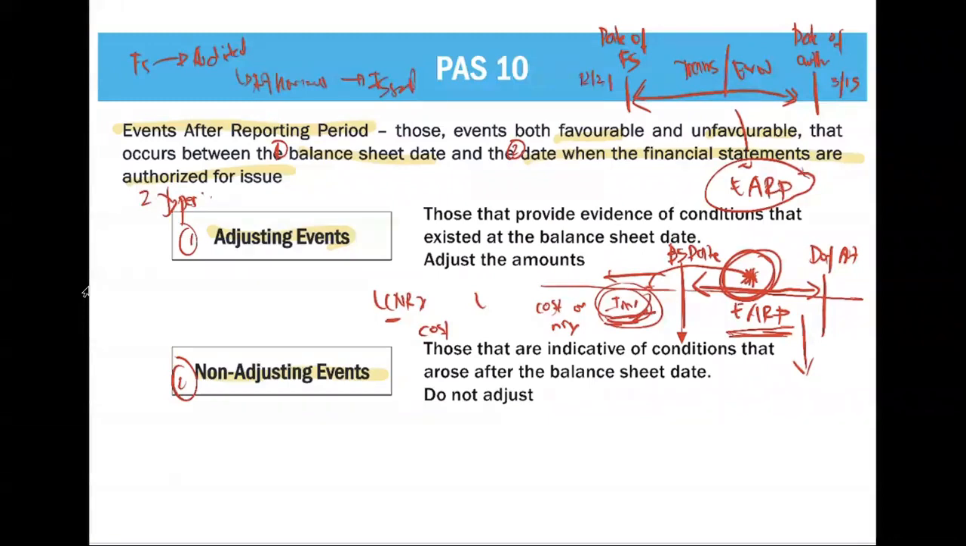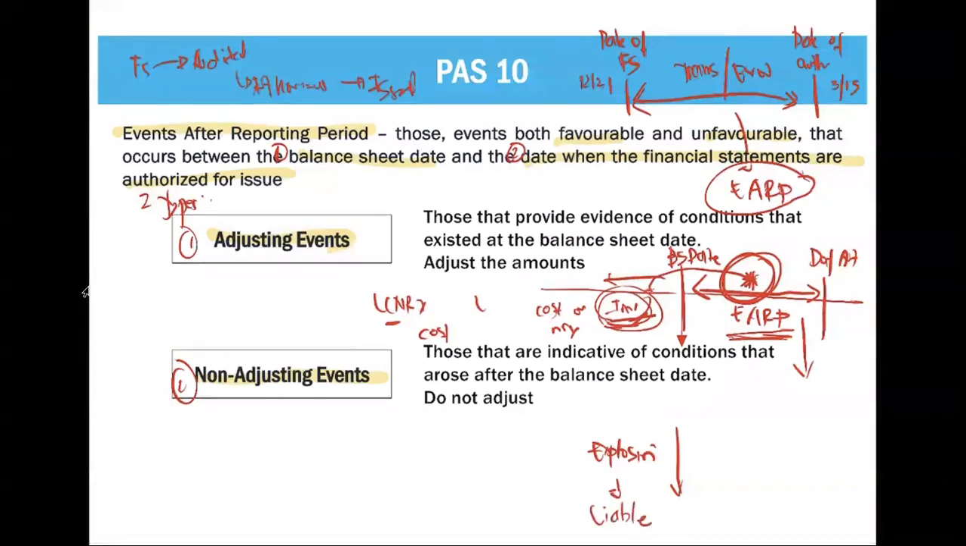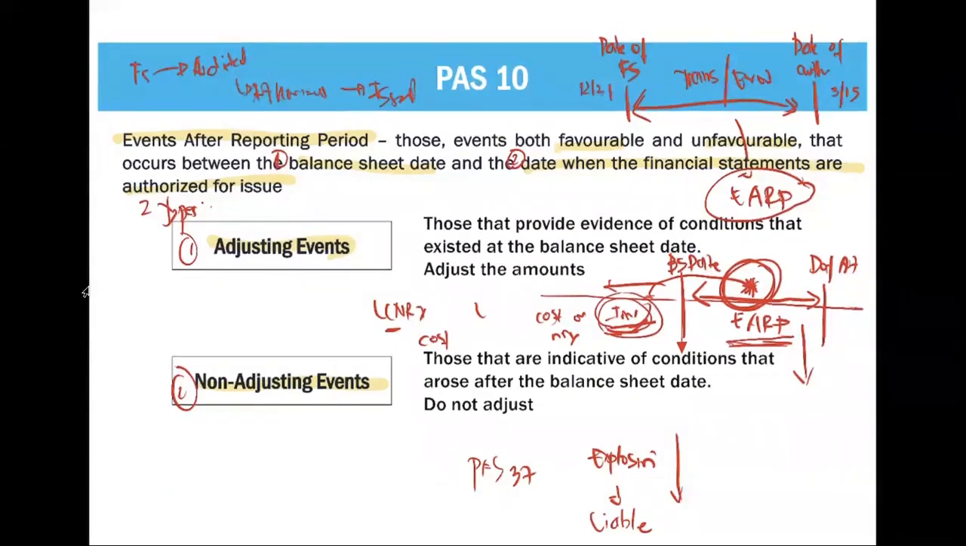Okay? Or for example, balance sheet date. You have learned there is an explosion. So because of that explosion, you are liable. This is under PAS 37, your provisions and contingent liabilities and contingent assets, or provisions and contingencies, if you still remember. So there is an explosion.